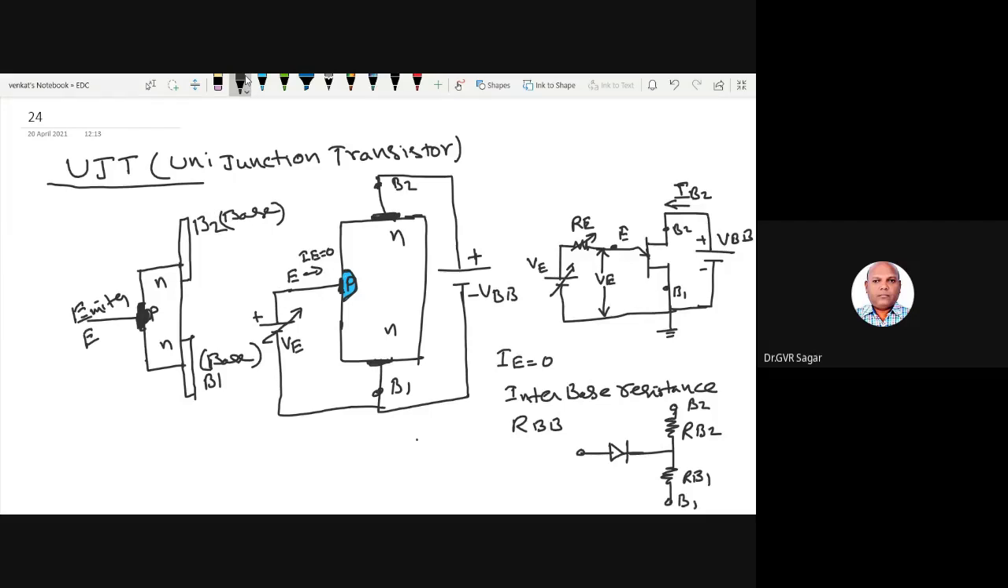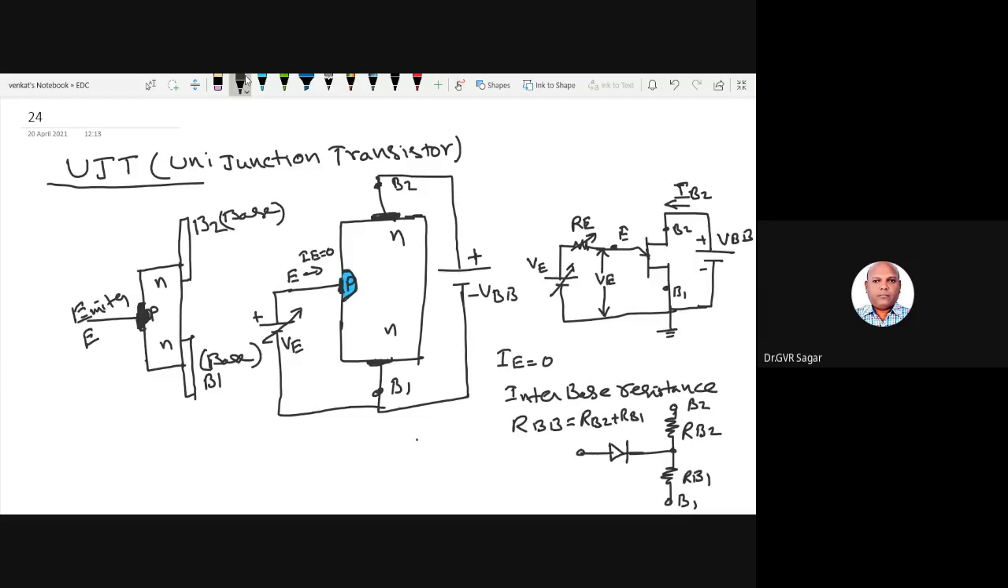So when I is equal to 0, I am just replacing the UJT with a diode connected in between the two base resistances, right? So RB2 is base resistance 2 and RB1 is base resistance 1. When I is equal to 0, there is no question of any parallel action here. Simply these two will act in series. So RB2 plus RB1.